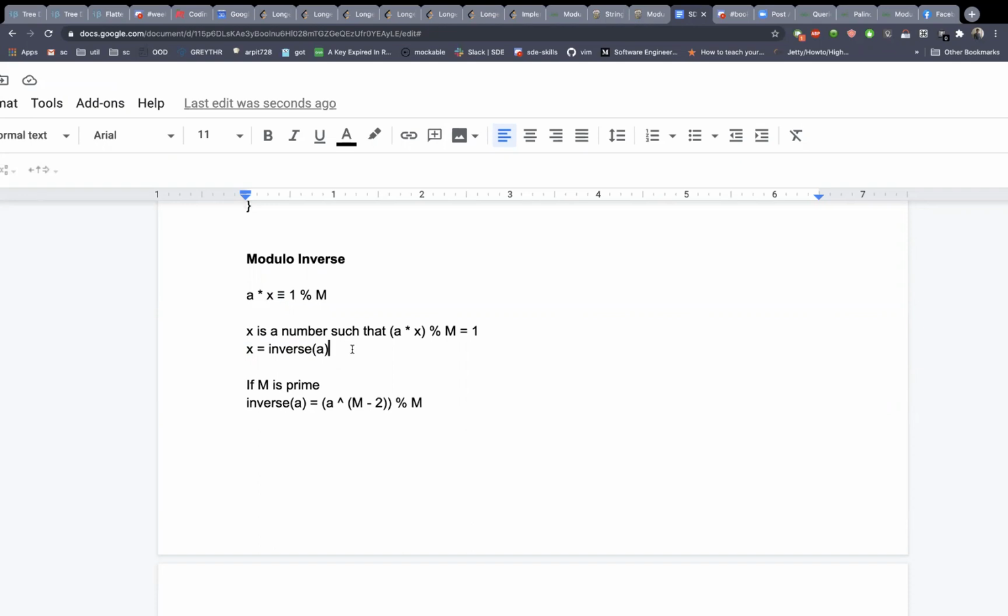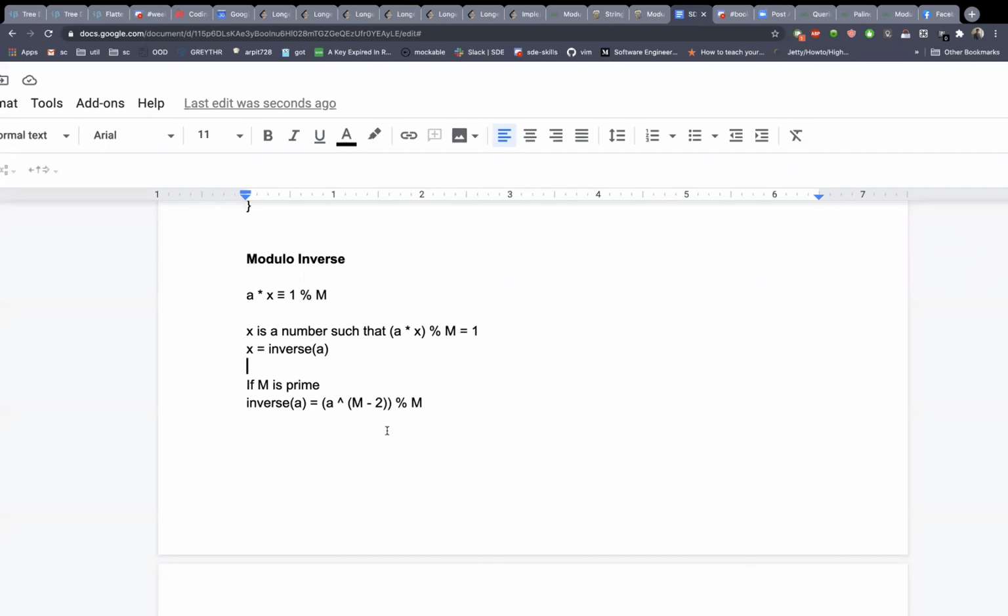So basically this thing is called inverse modulo. We just take its inverse. We need to find the inverse of the given number. Now there is one interesting property of this thing. There is an interesting formula for this.